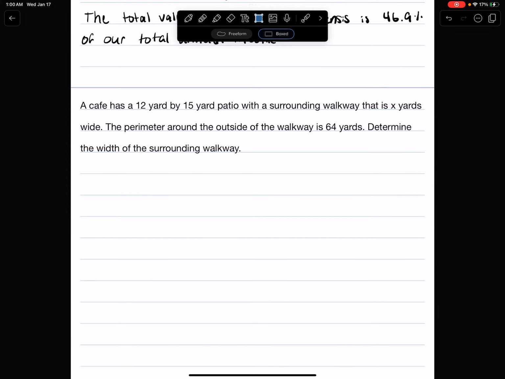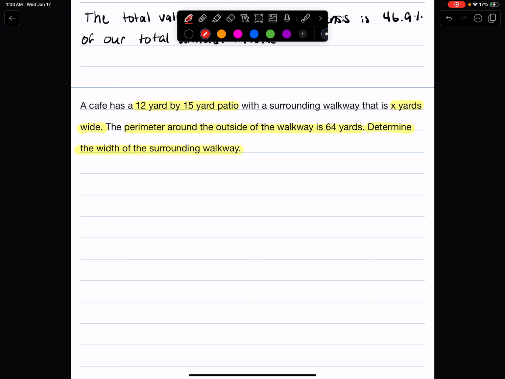Hello again. We are just going to go ahead and jump right into our next problem. So we are told that a cafe has a 12-yard by 15-yard patio with a surrounding walkway that is X yards wide, and that the perimeter around the outside of the walkway is 64 yards. And then they want us to determine the width of the surrounding walkway.